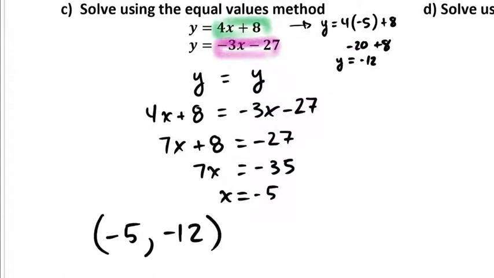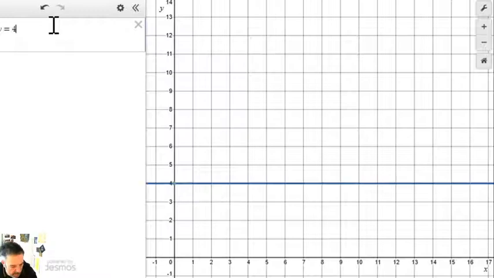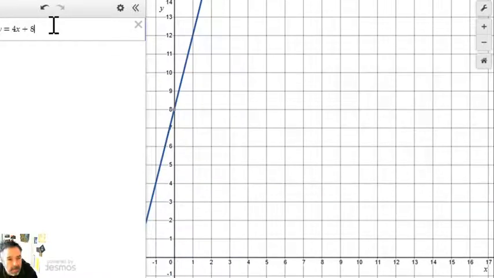And given my track record, again, it would be a wise thing to graph that system of equations. Let's do this one in Desmos. So here's Desmos for me. In Desmos, I'm going to type y is 4x plus 8. Enter. And the other one, oh, that's interesting.